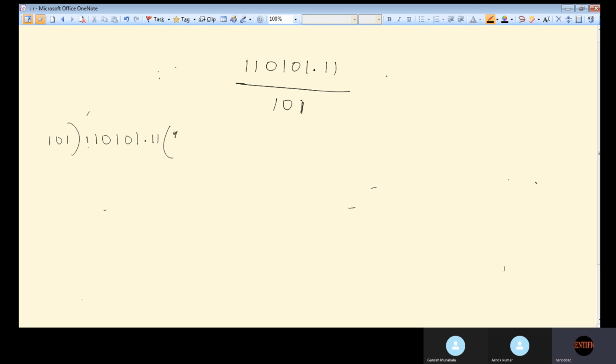See, here in this case, you can compare 110 and 101. If this is exceeding, you can take one more bit.